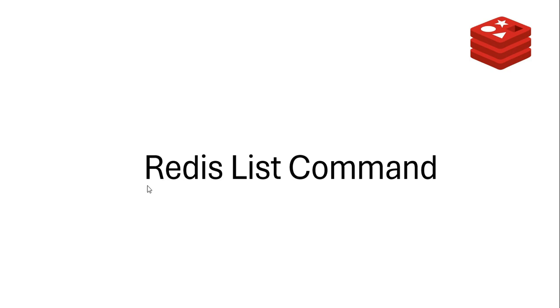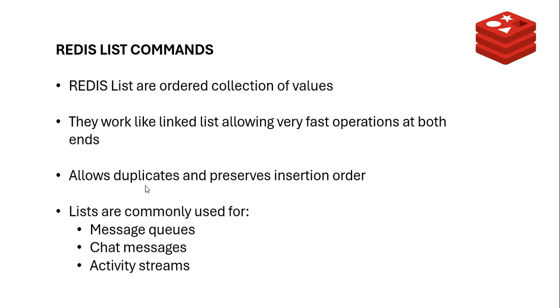So here we are going to learn about Redis List commands. Redis lists are nothing but ordered collections of values. They work like linked lists, allowing very fast operations at both ends. This list is going to allow duplicates, and it also preserves the insertion order. Lists are commonly used for message queues, chat messages, and activity streams.